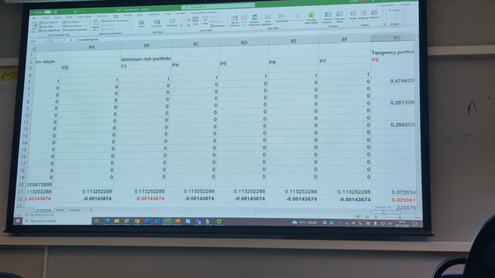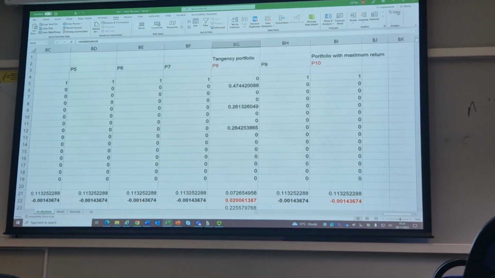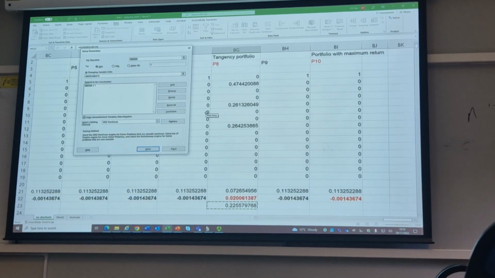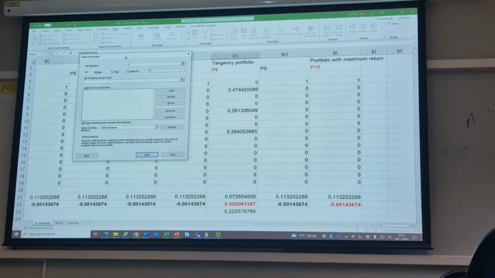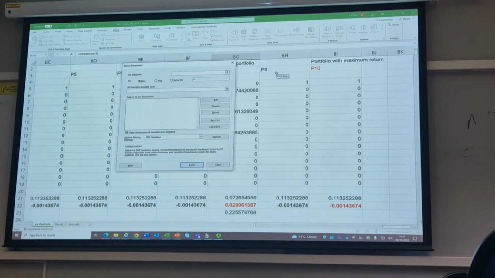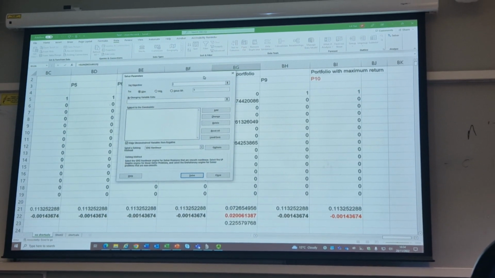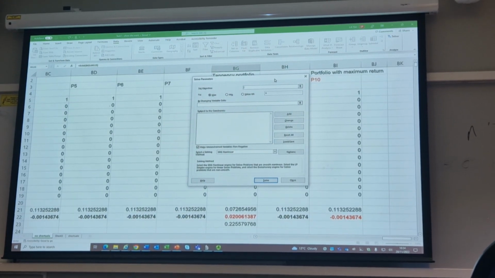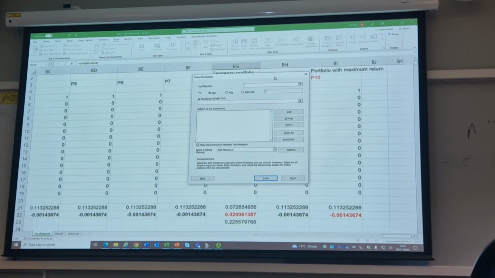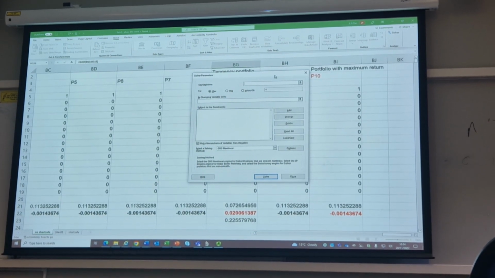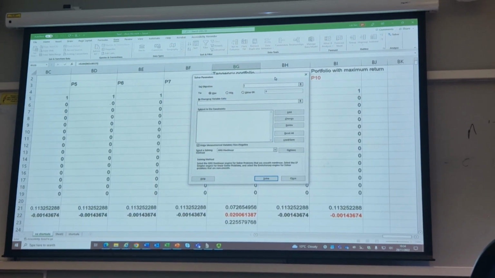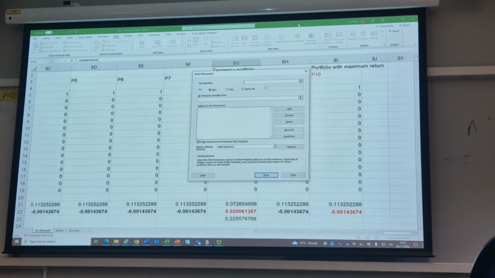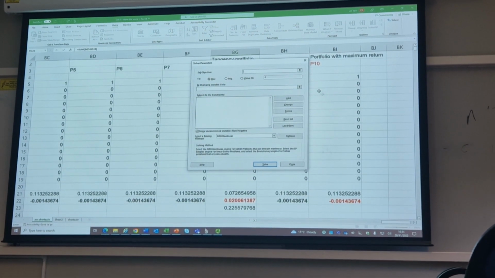Next we can construct the portfolio with maximum return. We open the solver again. We can just reset it here. So for this one, what's the objective of this portfolio? Portfolio with maximum return. Maximize the mean. Yeah, very good. So the objective is to maximize the return.